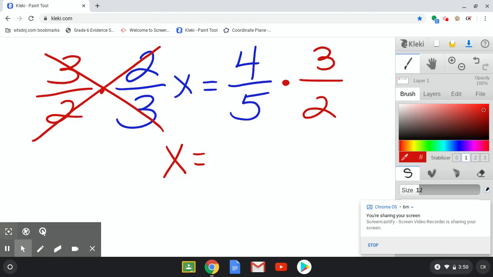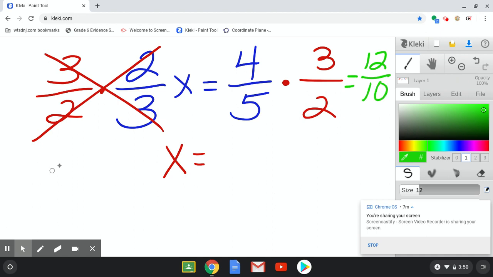So 4 times 3 is equal to 12. 5 times 2 is equal to 10. Well, I noticed that these are both even, so I know I can simplify them by cutting them in half. So half of 12 is equal to 6, and half of 10 is equal to 5.